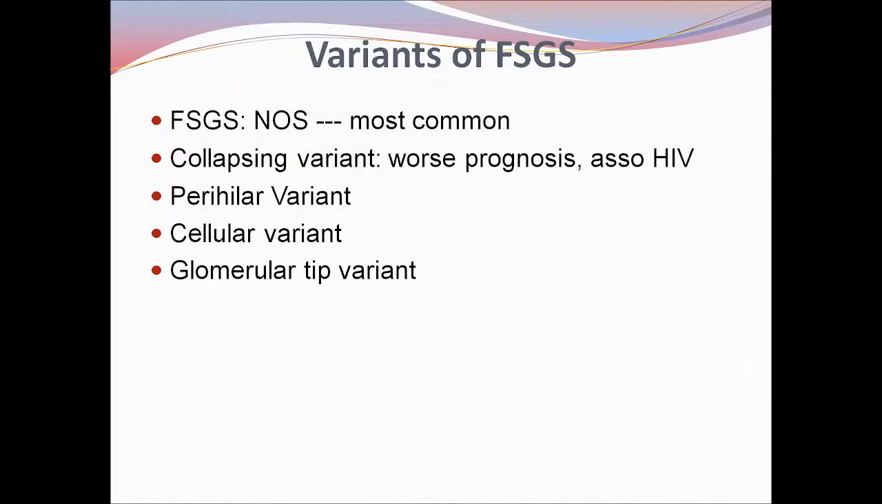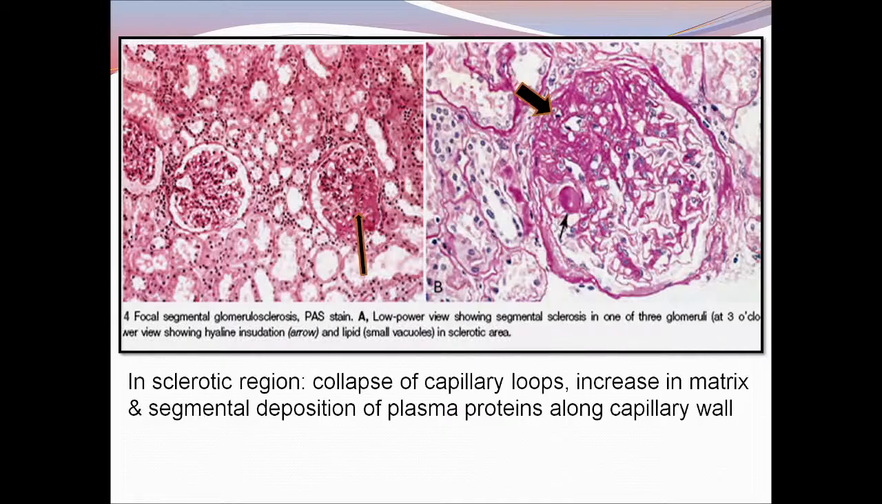So, these are some of the variants of focal segmental glomerulosclerosis. The collapsing variant is a feature of HIV. Here, some glomeruli are involved, and only a segment of the glomerulus. You can see hyalinosis and sclerosis.